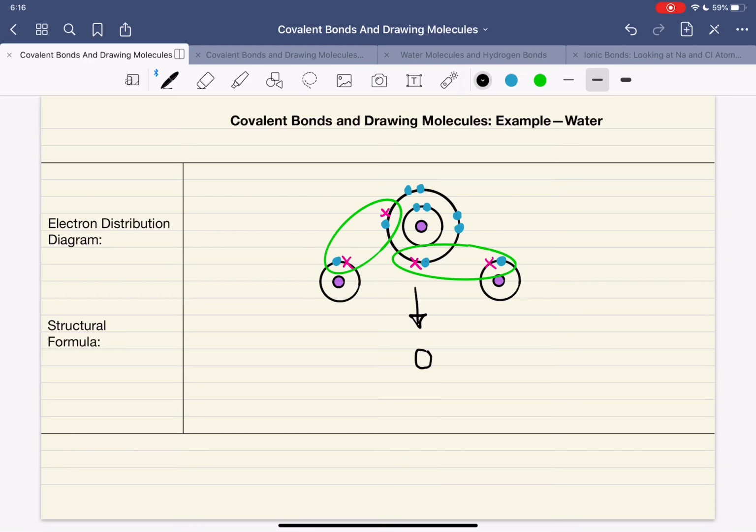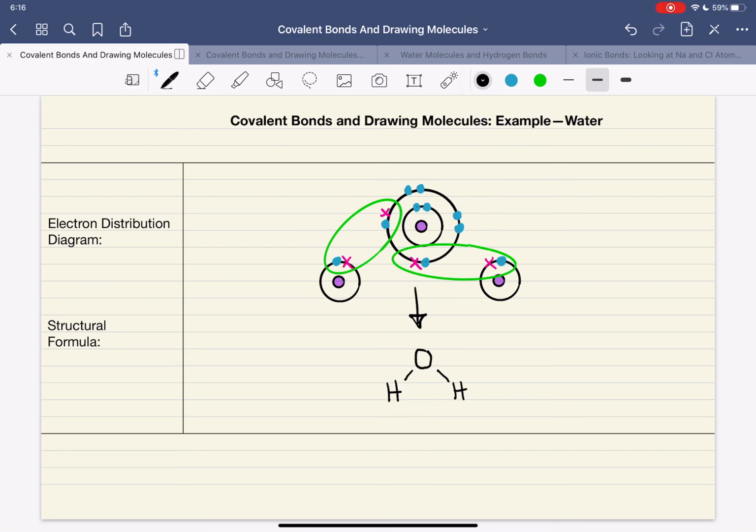oxygen, and then we have two hydrogens, and we use solid lines to depict the two covalent bonds. Just like that. That's water.